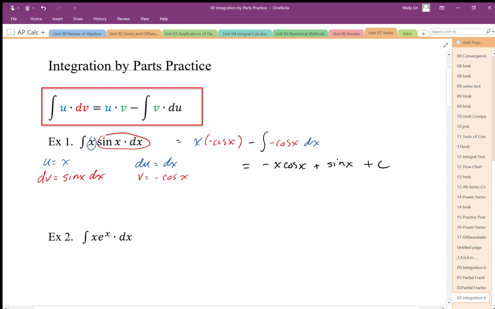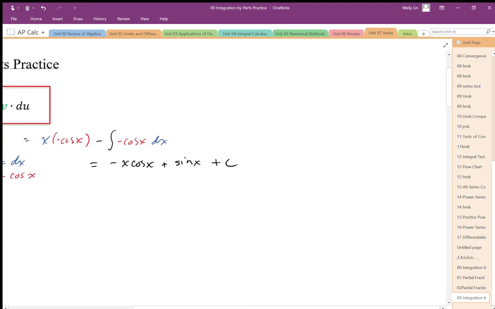And we can always check these. We can always do a check by differentiating this. So I'm going to just test it, to check to see this is actually going to work. The derivative of that expression, negative x cos x plus sine x plus c, using the product rule, is going to be negative cos x plus negative x times negative sine x, plus cosine x.